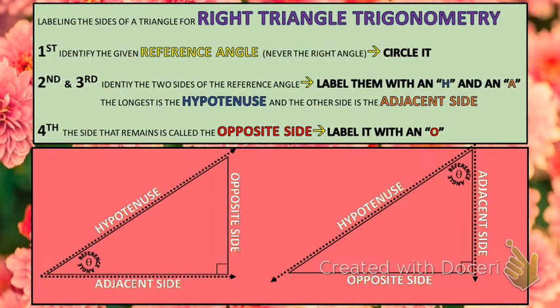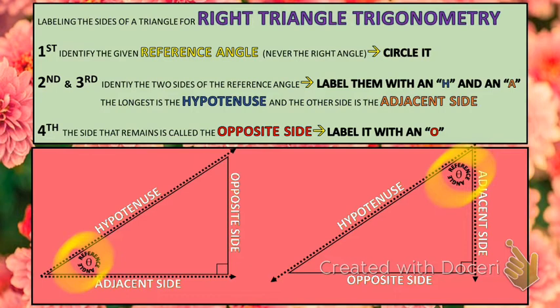All right, one more time, a repeat of the same material. If you are looking at a triangle and you need to label it for right triangle trigonometry, the first thing that you do is you circle the reference angle. So in the triangle on the left, there's our reference angle. In the triangle on the right, here's our reference angle.